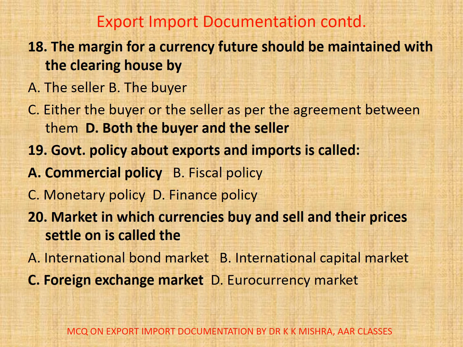18. The margin for a currency future should be maintained with the clearing house by A. the seller, B. the buyer, C. either the buyer or the seller as per the agreement between them, D. both the buyer and the seller. Correct option is D. Both the buyer and the seller.